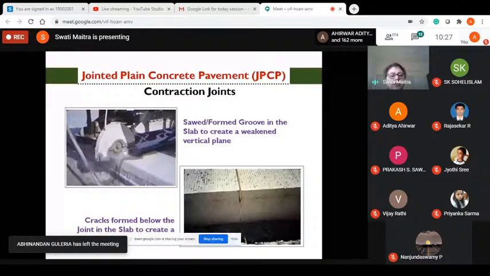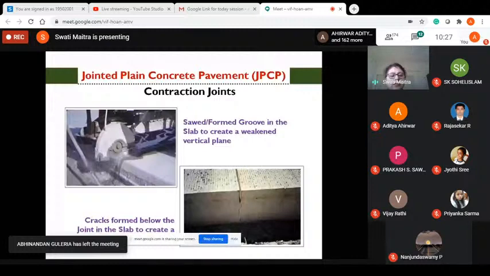Now here you can see a schematic diagram of load transfer at joints with the dowel bar system. If there is no dowel bar, when the load comes on one slab, the loaded slab will deform, but the other slab will not deform. So whenever a vehicle goes, there will be a jerk, and by the continuous movement of several vehicles, the edges of the joints will be damaged. So here, without any dowel bar, there is no load transfer. This will cause serious damage to the pavement.